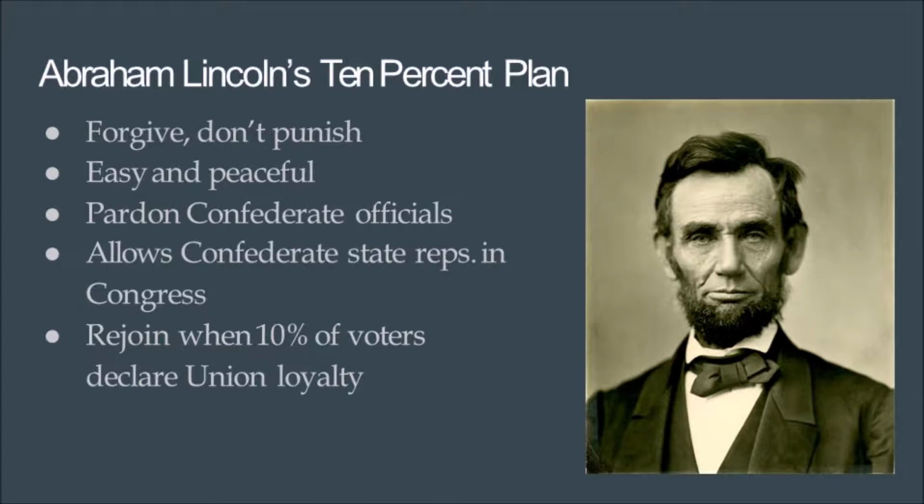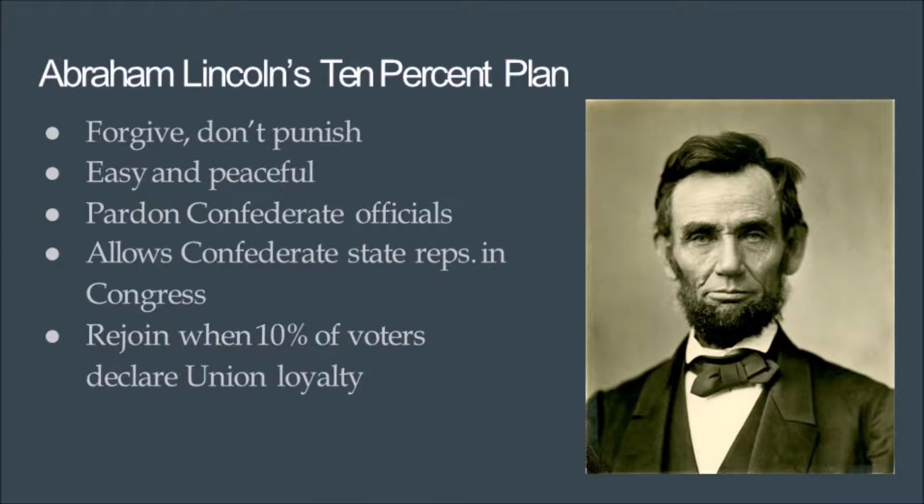he didn't want to punish the South. He wanted to fix the nation as fast as possible. His plan was about forgiveness, did not want to make things hard on the South. He wanted to pardon all of the Confederate officials, all those guys. As soon as they swore an oath of allegiance and swore never to do anything again, he was just going to pardon them for their crimes.